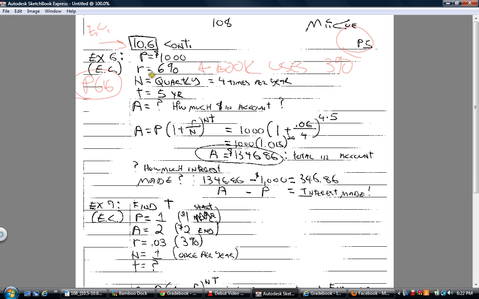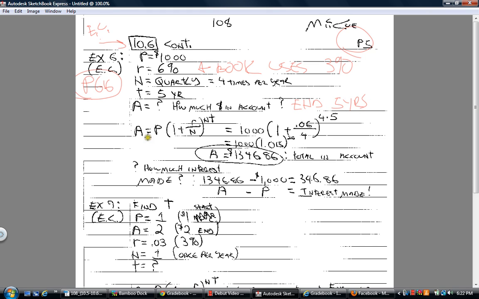This is a good application problem for investment purposes. At your bank, you might find passbook savings accounts that pay quarterly. If you put in $1,000 for principal, the rate in my example is 6%. Quarterly means 4 times a year, so N is how many times per year. T is 5 years. And A is how much money you'll have in the account at the end of 5 years.